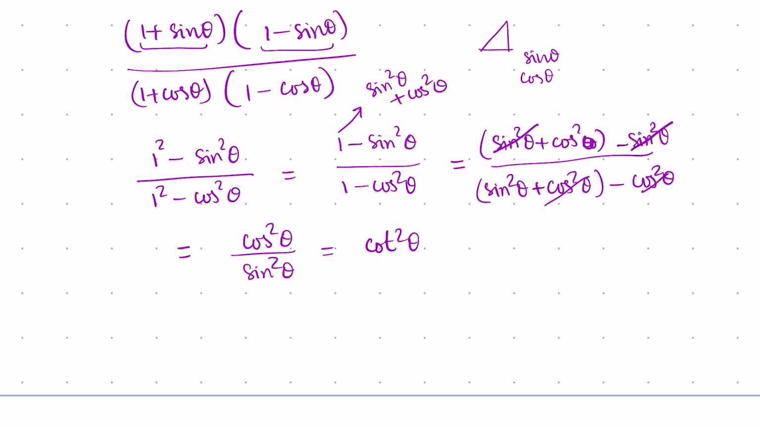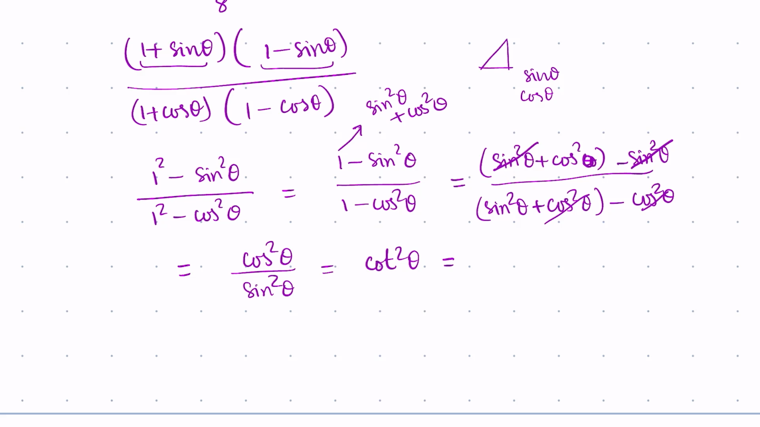And what is this equal to? Well, cot theta was given as 7 by 8, so this is just equal to 7 by 8 whole squared, which gives us 49 by 64. That's our answer.